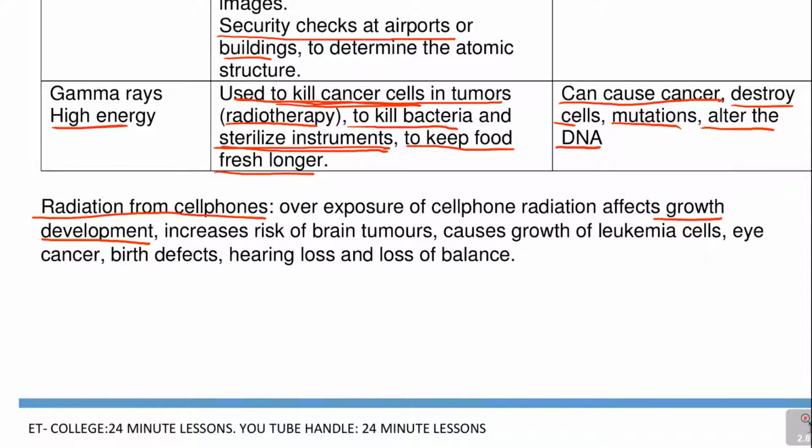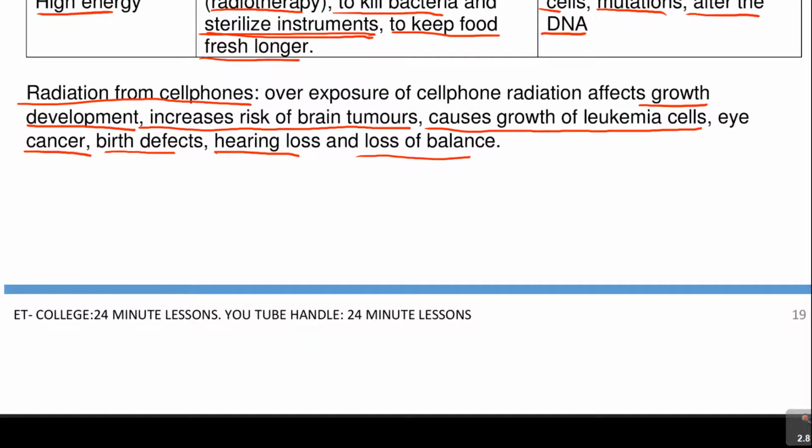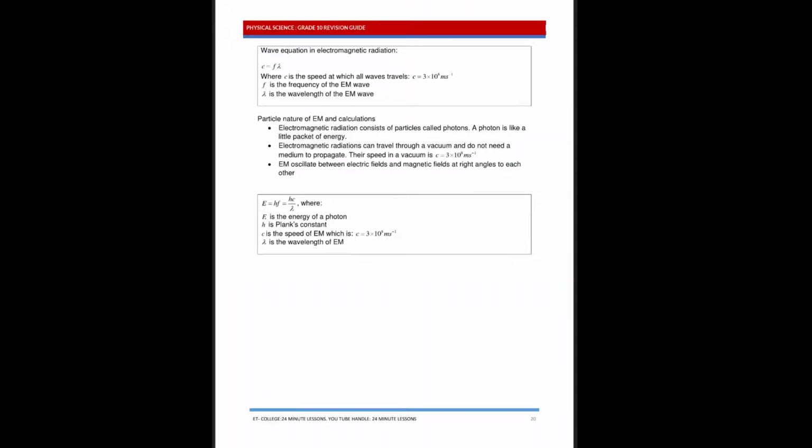The radiation from cell phones increases the risk of brain tumors. It causes the growth of leukemia cells. It causes eye cancer. It causes birth defects. It causes hearing loss and loss of balance. So they will ask you such things as you look at these waves.